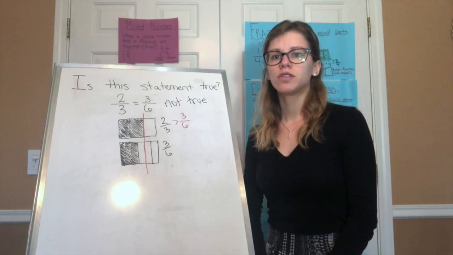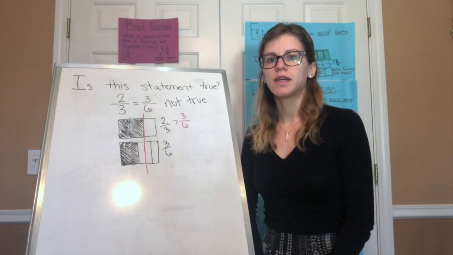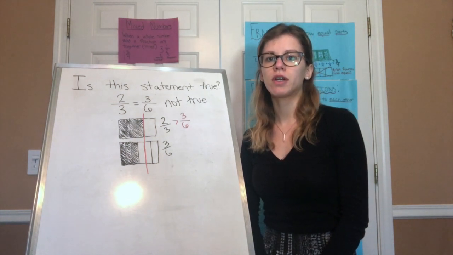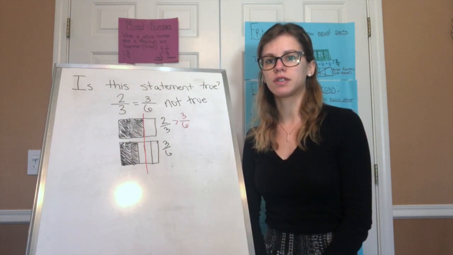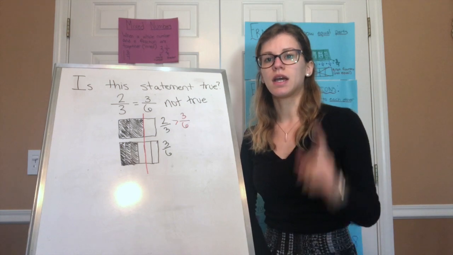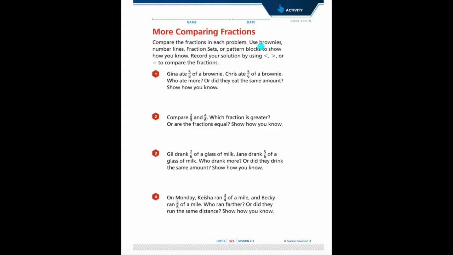So what you're going to do now for your homework is complete pages 373 and 374, and I'm going to show that right now. So I'll be reading the directions. Compare the fractions in each problem. Use brownies, number lines, fraction sets, or pattern blocks, or fraction bars like we just went over to show how you know. Record your solution by using less than, greater than, or equal to compare the fractions.